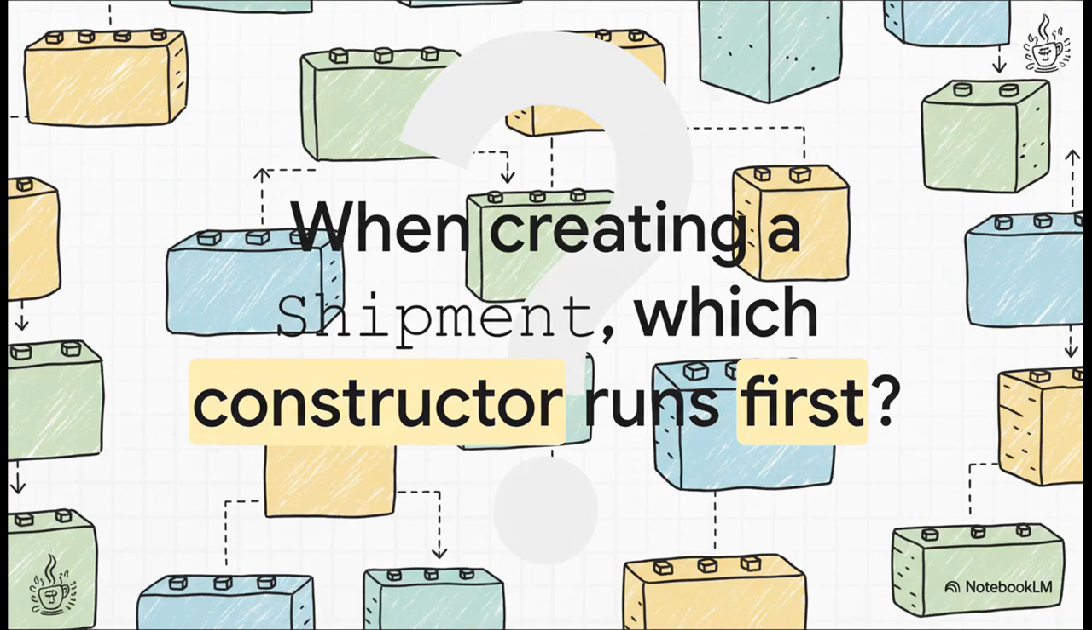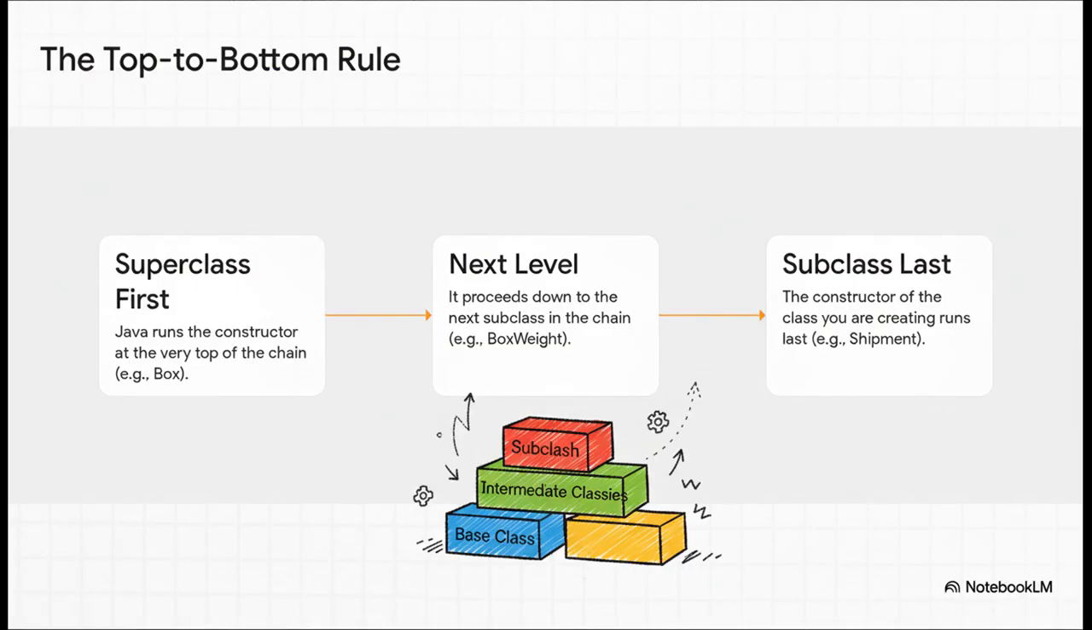Is it shipment? Or does box run first? Maybe box weight. This order isn't random. It's super deliberate, and it's essential for making sure your objects are built correctly. And the answer is the top to bottom rule. It's that simple. Java always starts at the very top of the family tree, the most general class, and works its way down. So in our example, the box constructor runs first, then the box weight constructor runs, and only then at the very end does the shipment constructor finally run, general to specific, every time.